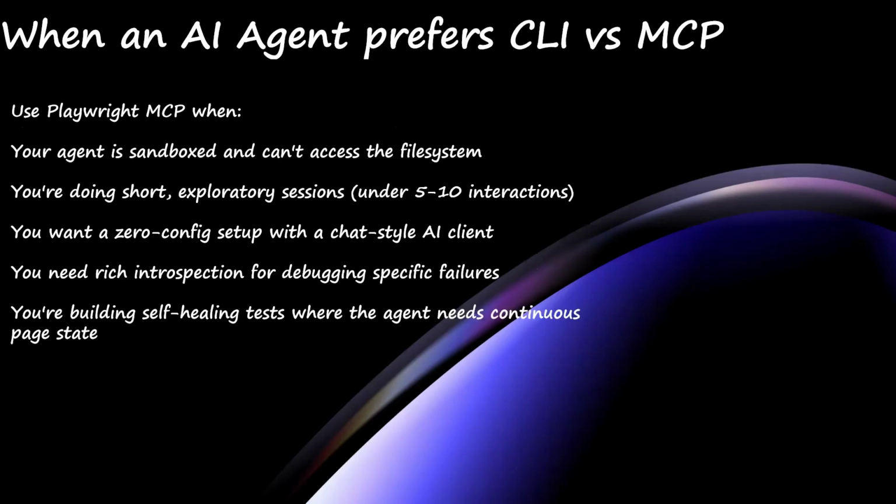Now, let's talk about when an AI agent prefers CLI over MCP. We should be using Playwright MCP when our agent is sandboxed and can't access the file system, when we are doing short exploratory sessions of around 5 to 10 interactions only, and when we want zero config setup with a chat style AI client. This is what we refer to as vibe testing. If we want to do that, we should be using MCP.